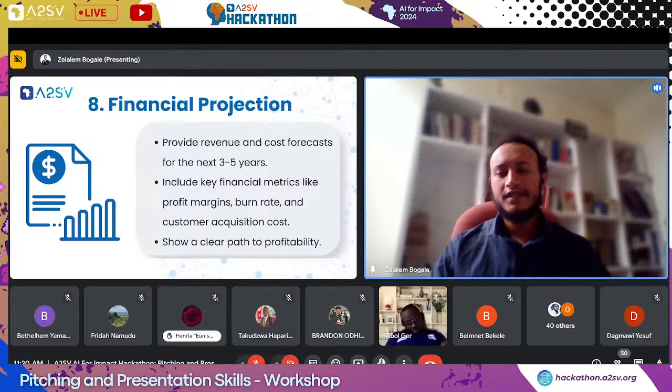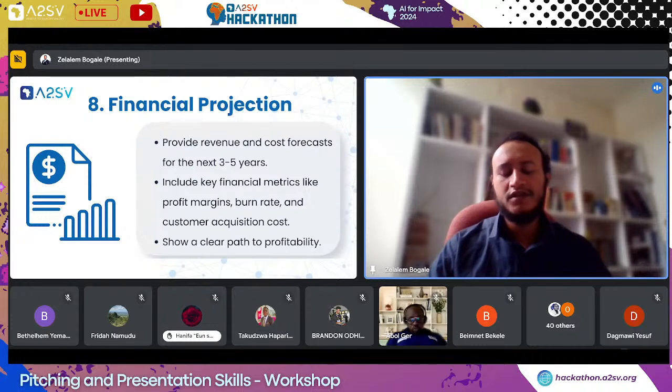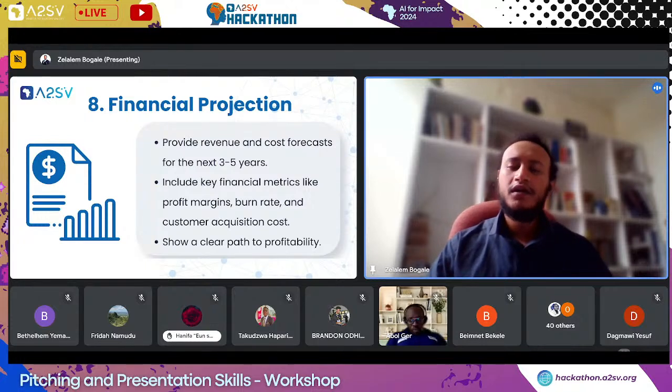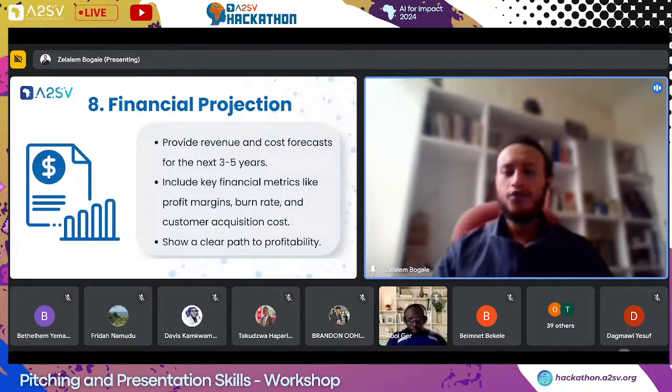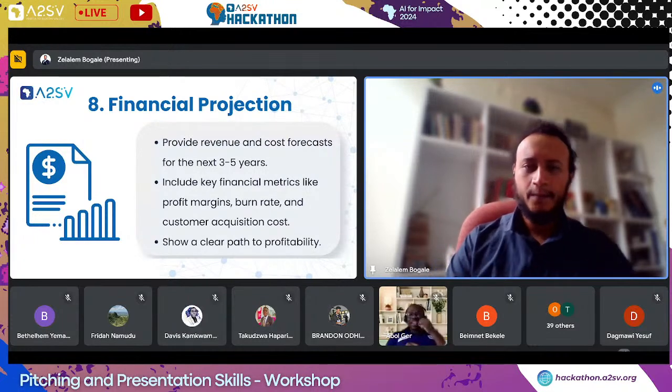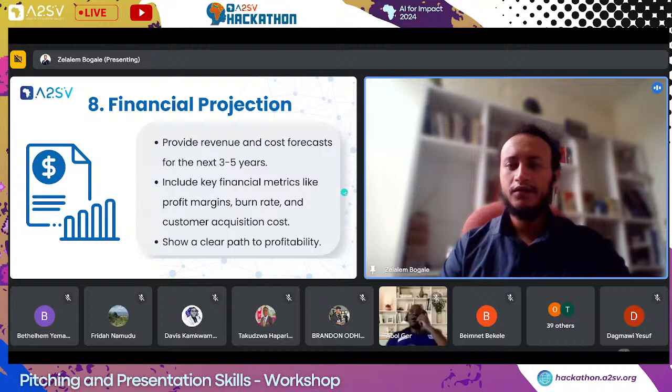So in this slide, the goal of this slide is to show that there's a clear path to profitability. So your investors want to know that you will be profitable after X amount of years. So here you should show them that your revenue will surpass your cost at some point in time, which will be your break-even point. And starting from then, it will purely be revenue. So yeah, this is your financial projection, and you should take some time to identify your financial metrics for this.